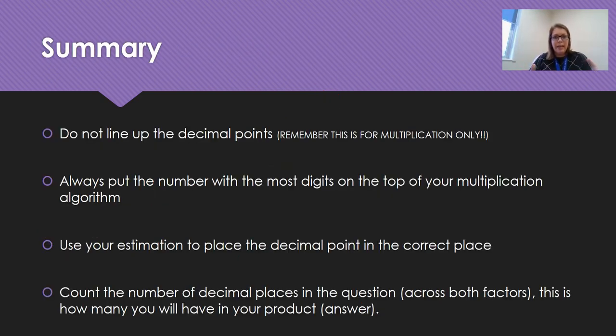And in summary, so big summary here, we don't line up the decimal points, and that's only for multiplication. So I don't want you to think of that any other time, just when we are multiplying decimals. Always put the number with the most digits on the top of the multiplication algorithm so that underneath will be the one with a smaller number of digits. And we would use our estimation, so don't forget to estimate to place the decimal point in the correct place. And we count the number of decimal places in the question across both of the factors, and that's how many we will have in the product or the answer.